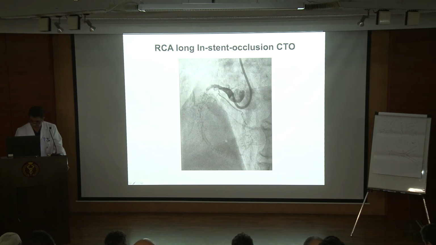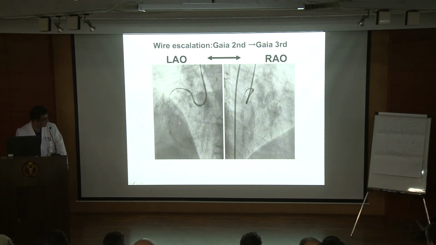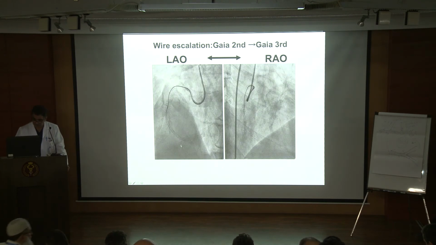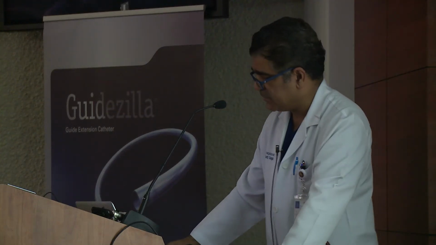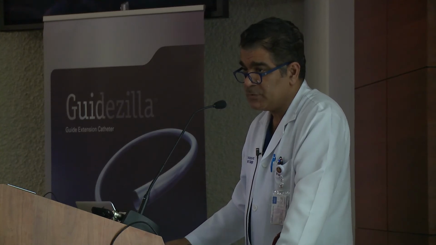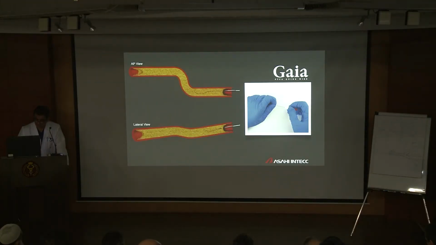All these videos are not working today. So again, another example of an instant CTO. You do wire escalation, Gaia wire, Gaia Second, Gaia Third, get to the lumen, utilizing contralateral, and finish the case. So Gaia is a wire that I commonly use as well. And this is again from James, on how you really use the Gaia wire.